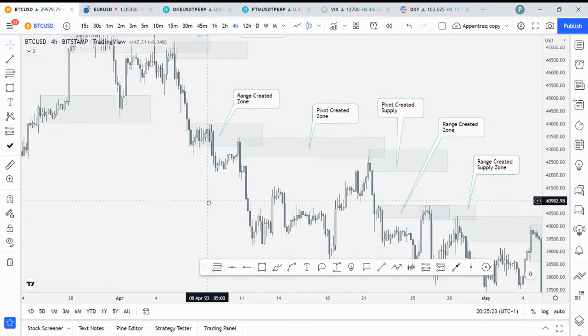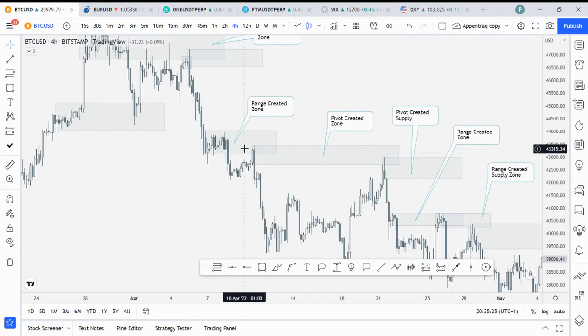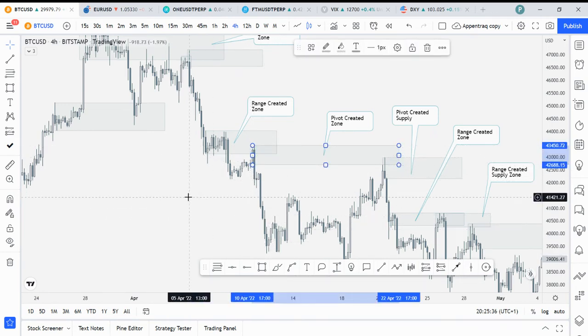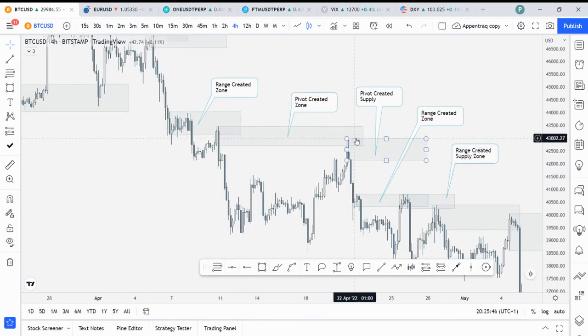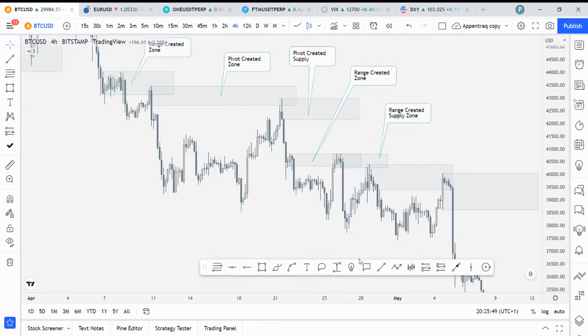Quick sell off. Okay, so if you are mapping out the pivot created zone, just use the candle that precedes the impulsive move. That's what you mark out. For example, in this one, the full candle, just mark it out. That is your zone. That is your supply zone in this case. Okay, so you can see price tapped back into it and there is a sell off.